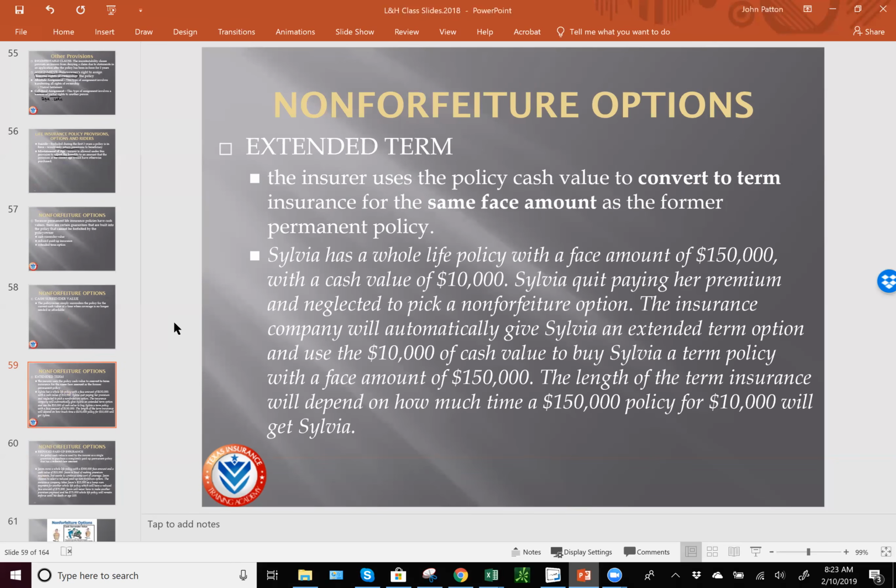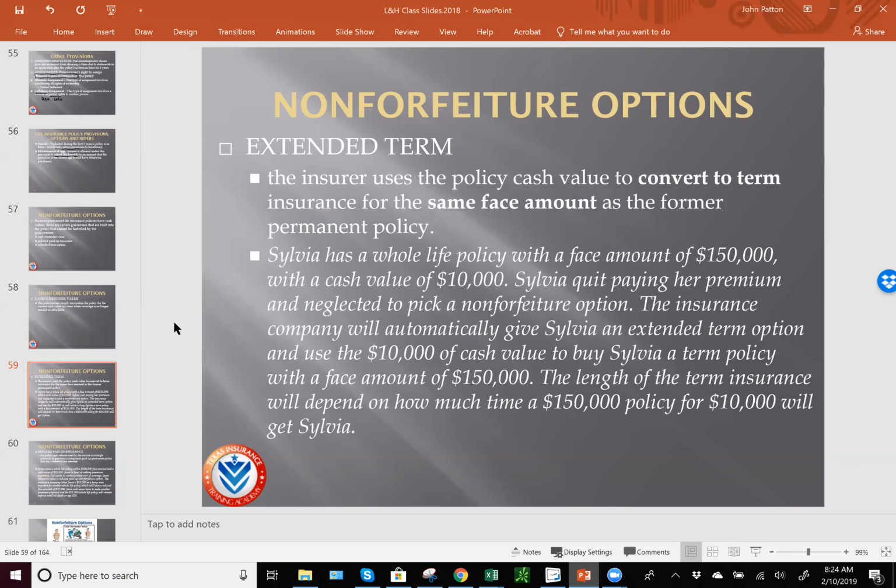Next is the extended term option. Under extended term, the insurer uses the policy's cash value to convert to term insurance for the same face amount as the former permanent policy. So let me give you an example.